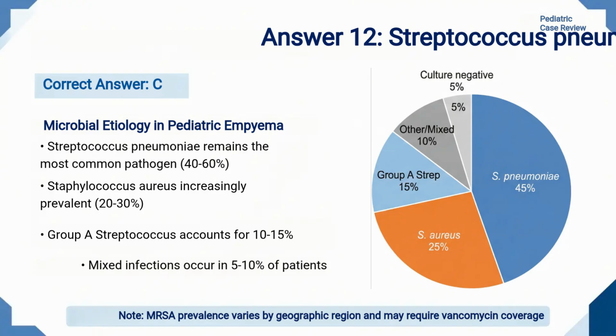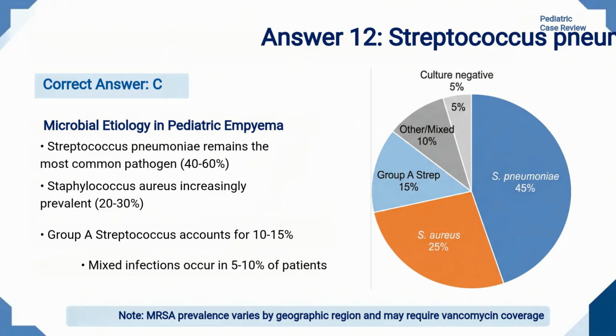Streptococcus pneumoniae remains the most common pathogen in pediatric community-acquired empyema, accounting for 40 to 60% of cases. Staphylococcus aureus is the second most common organism at 20 to 30% of cases and is increasingly prevalent, particularly methicillin-resistant strains. Group A Streptococcus accounts for 10 to 15% of cases. Mixed infections occur in 5 to 10% of patients. Haemophilus influenzae type B has become rare since widespread vaccination.